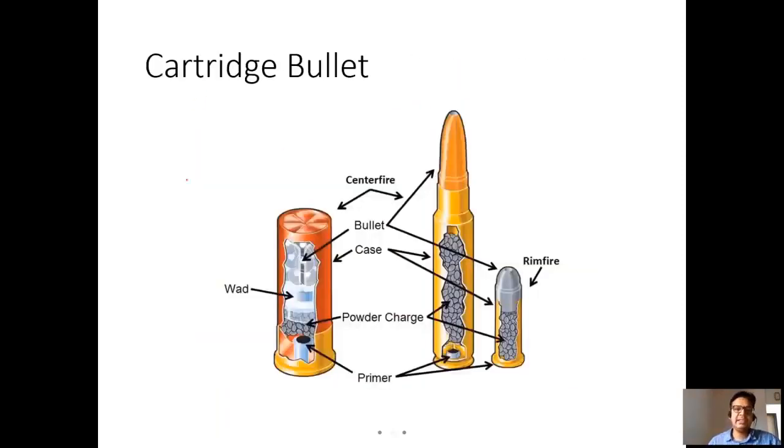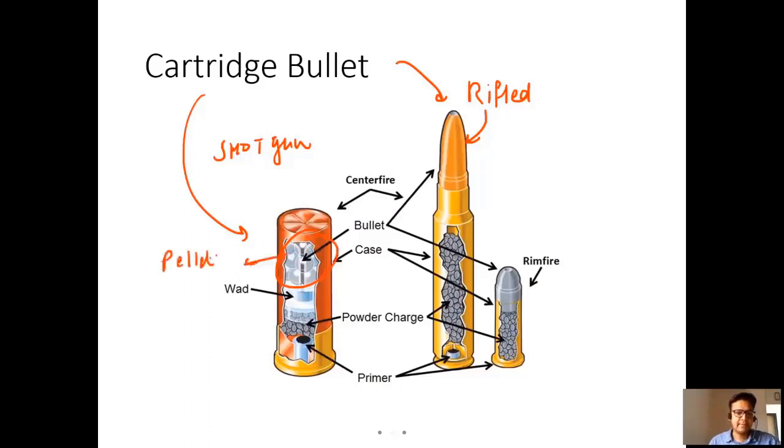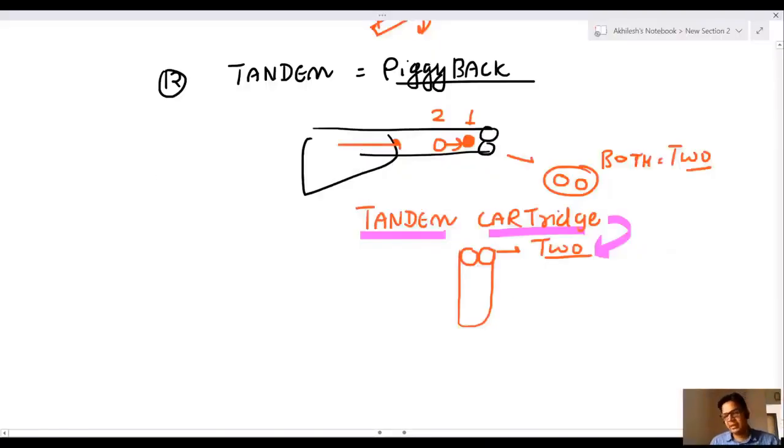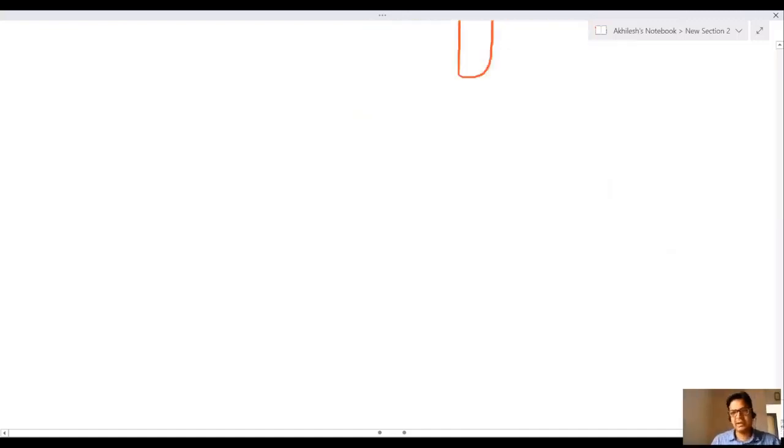This is a cartridge of shotgun, and this is a cartridge of rifled firearm. Here you can see the bullet. Here we have pellets. This is the wad I told you about. This is gunpowder, GP. Whatever I told you is present here. This is very, very simple, so no issue. These are given in diagram only. These are cartridges.